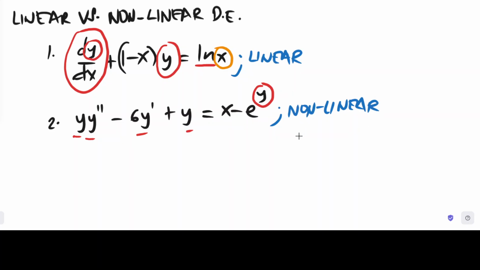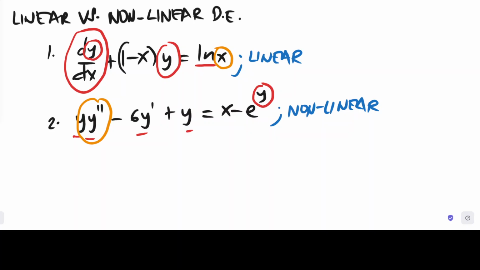Now for the third rule, since we have already determined that this is nonlinear, we will still check the third rule. The third rule states that the dependent variable and its derivatives should not be multiplied to each other. So in the first term, you have y, the dependent variable, multiplied to its second derivative. So this also indicates that this is nonlinear.